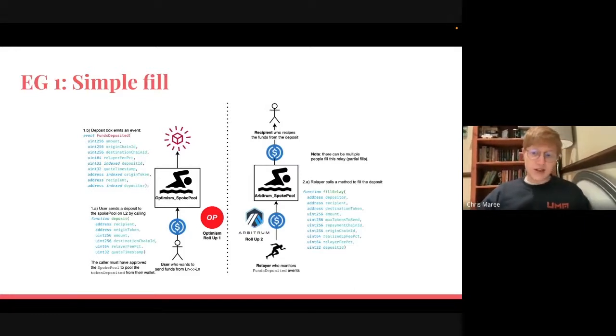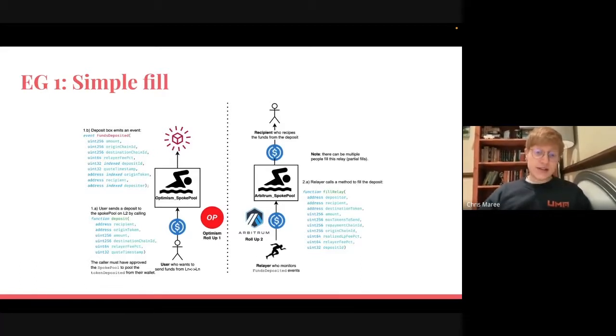So when the relay is actually filled, we look at how much money is in the pool, what percentage of that is utilized, and considering your deposit, how much are you going to influence that utilization, and that gives you the realized LP fee percent. So they're separate things.